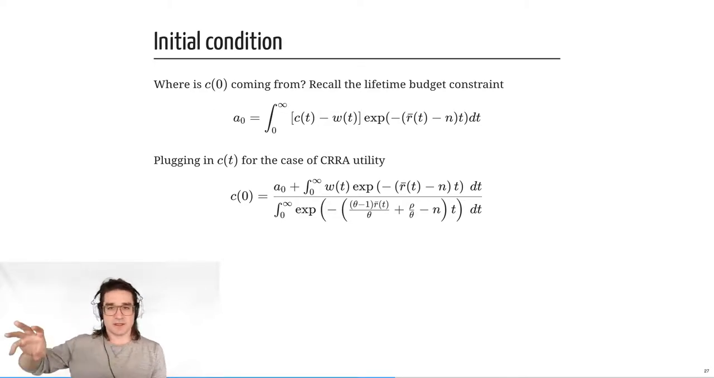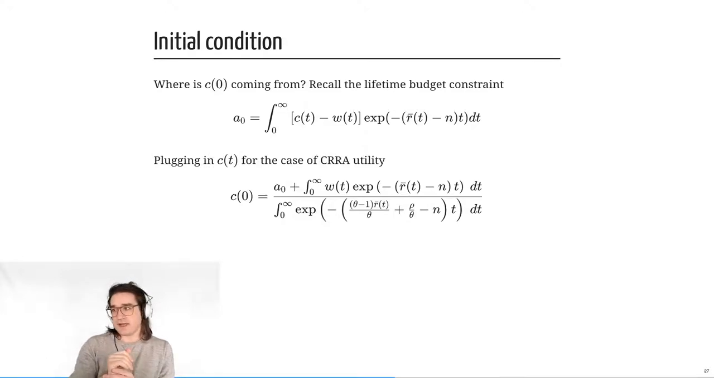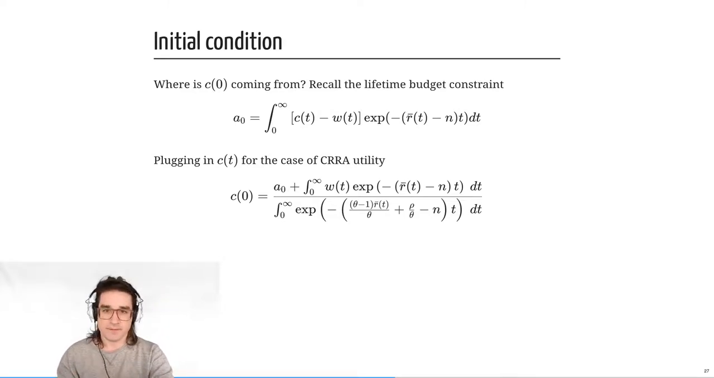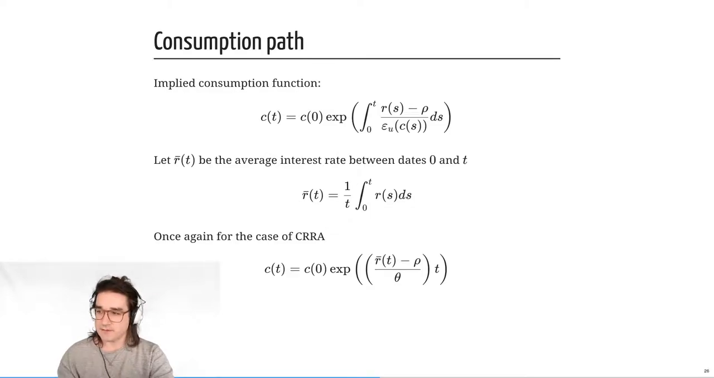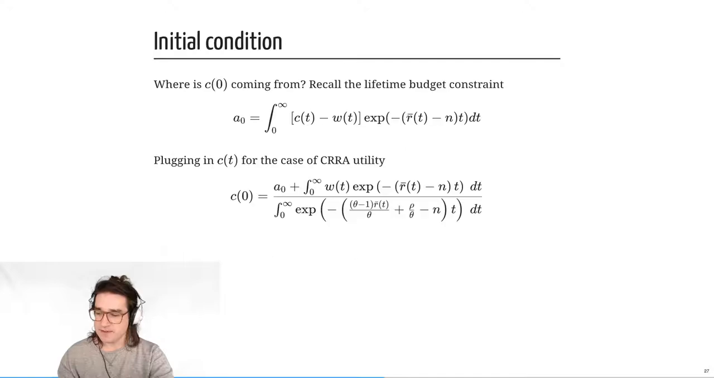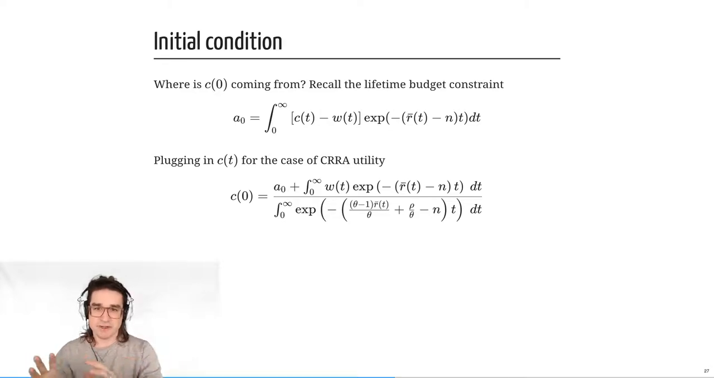It's nice because with CRRA, you plug in C of T and it's C of zero times some exponential. The exponential, e to the R bar minus rho over theta times T, is going to combine with the R bar minus n term. Those are all going to combine, and then you can integrate that cleanly. Because it's exponentially growing, the exponential growth combines with the discounting, and you can do a proper symbolic integral. Then you can just solve for C0. C0 was the only thing we didn't know.